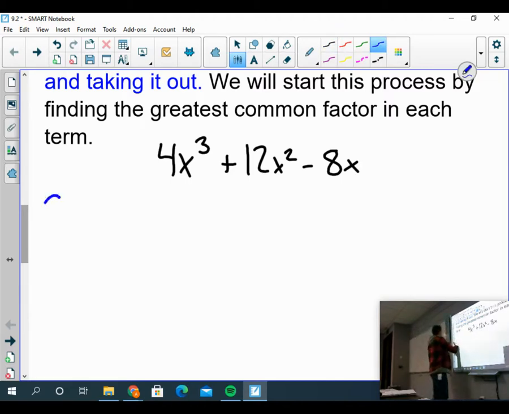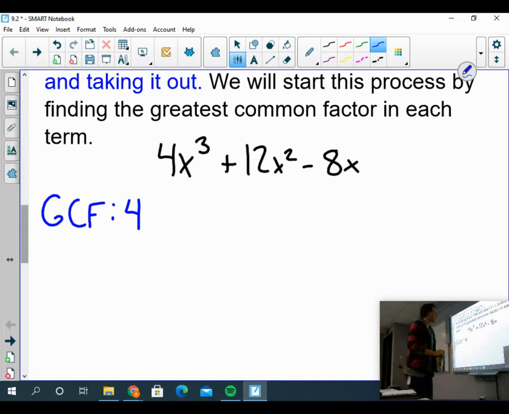Well, once you do that, what you probably came up with was 4. 4 goes into 4. In other words, 4 is divisible by 4. 12 is divisible by 4, so 4 goes into it. And negative 8 is also divisible by 4. So the greatest common factor would be 4. But how do we do this with variables?